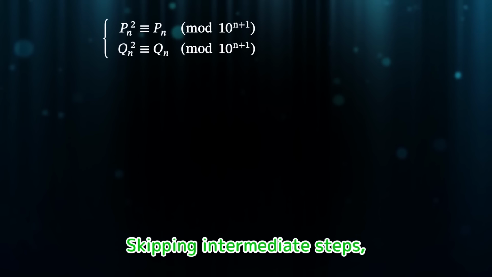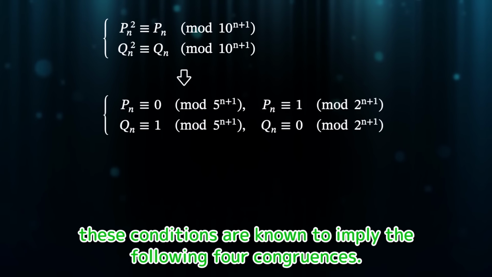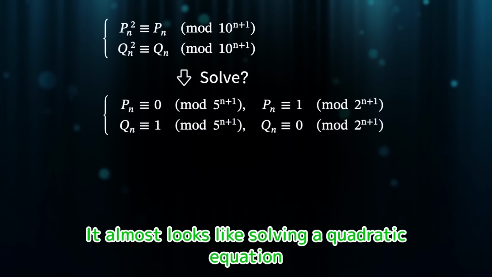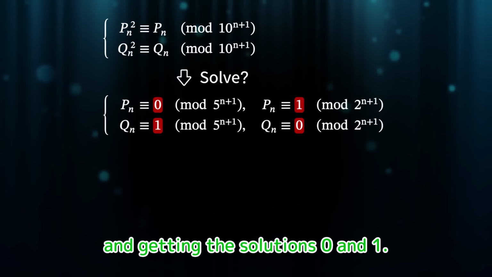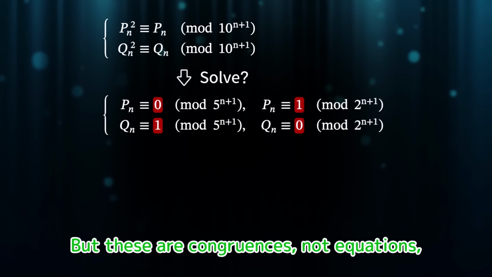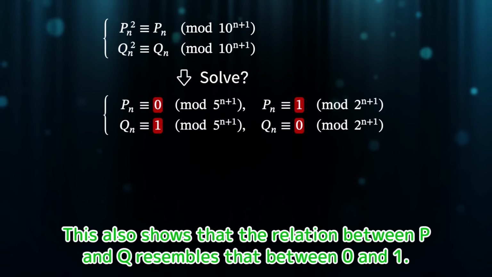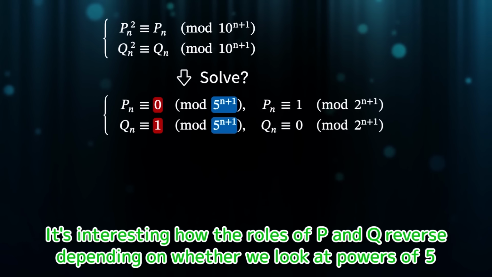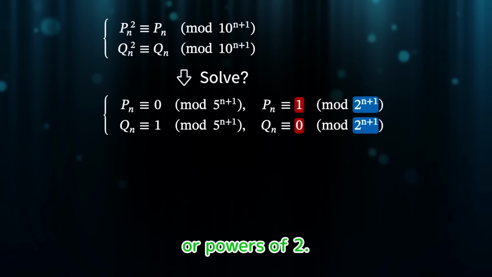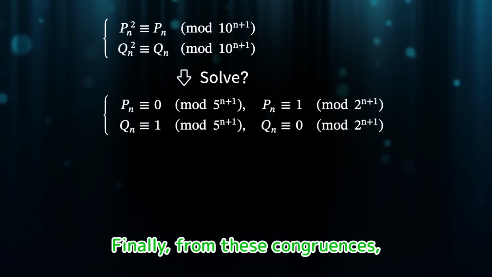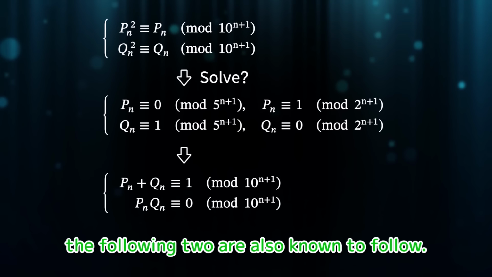Skipping intermediate steps, these conditions are known to imply the following four congruences. It almost looks like solving a quadratic equation and getting the solutions 0 and 1. But these are congruences, not equations, so I think it's better to see these as conditions rather than solutions. This also shows that the relation between P and Q resembles that between 0 and 1. It's interesting how the roles of P and Q reverse depending on whether we look at powers of 5 or powers of 2.